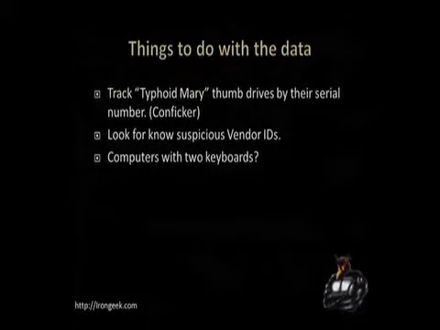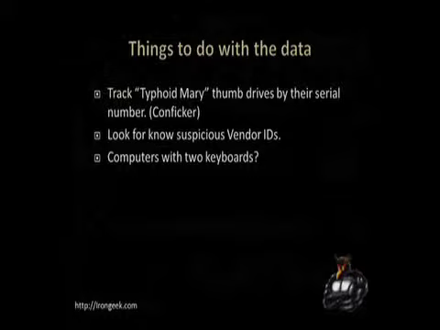Now, as I was mentioning before, there's a few things you can do with all this collected information. Look for suspicious vendor IDs is one. I already covered looking for the Typhoid Mary, the person with the thumb drive that's going around from machine to machine. Or if you happen to find one thumb drive that is infected, you can find its product ID, then scan your network, find out every other place that one's been installed, so you know which machines in your network to go around to and possibly have to clean up.